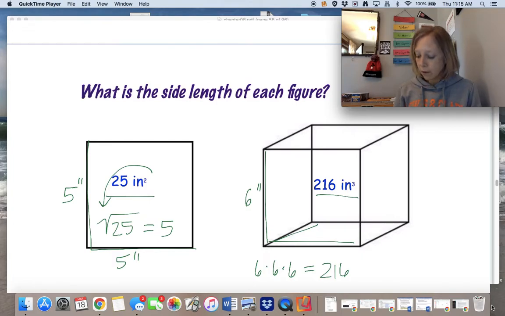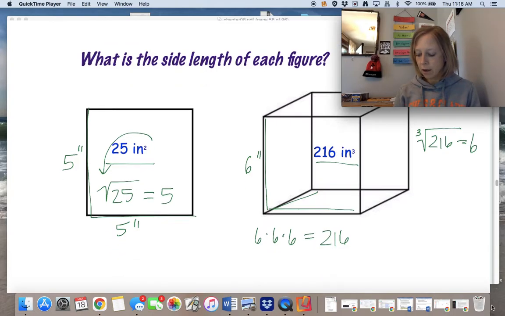Or another way we can think about this is the inverse of cubing is to take the cube root. So if I take the cube root of 216, I will get 6. So this week we're going to be looking at all the different types of roots we can take. We're not just limited to square roots and cube roots. We can take fourth roots, fifth roots, and so on of any number.